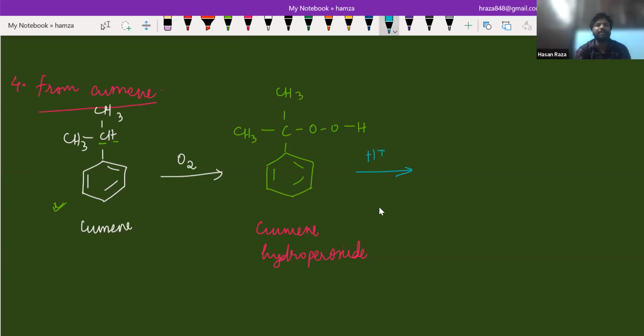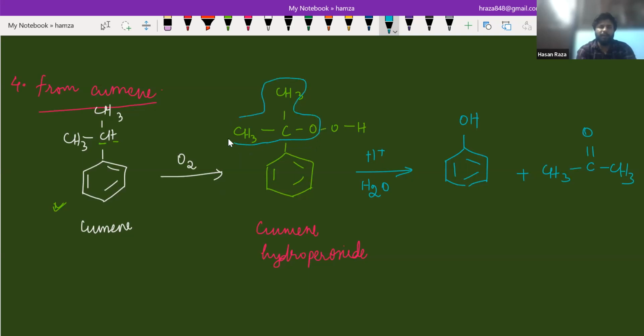First, we have to oxidize this cumene to cumene hydroperoxide and then react this cumene hydroperoxide with H plus, that means acid in the presence of water, or react with water in the presence of acid. Then do you know what we will get? We will get phenol and CH3, C double bond O, CH3, a ketone. So what happens here? Basically, this part will be eliminated and this OH will be directly connected to this carbon. So this is how we prepare phenol from cumene.